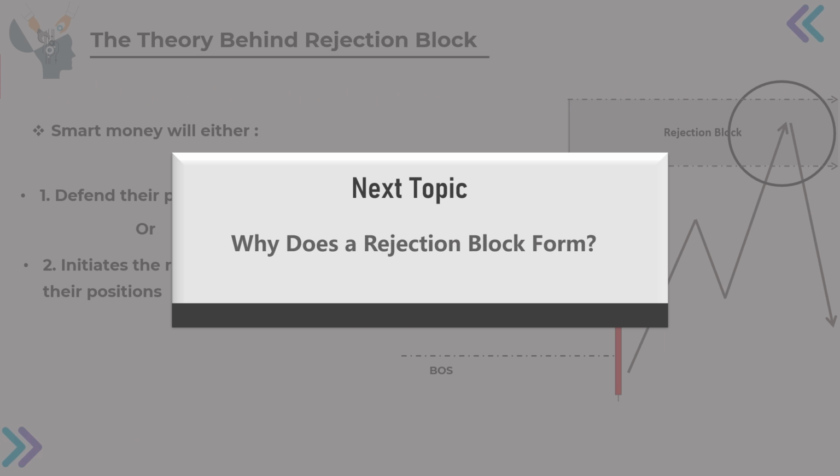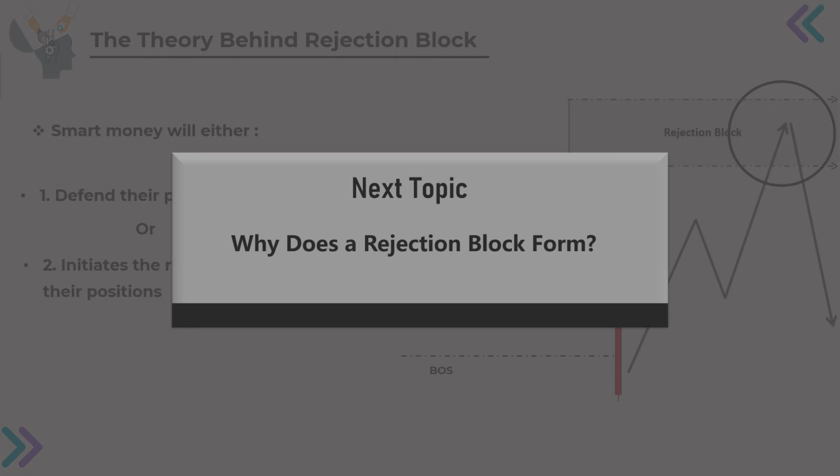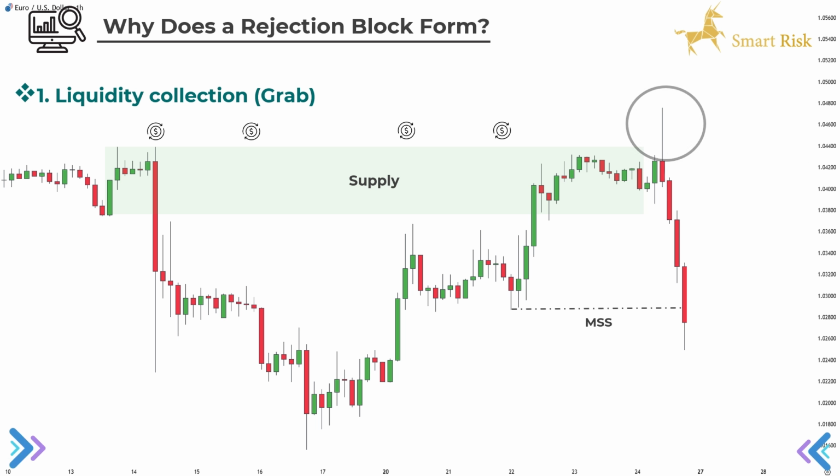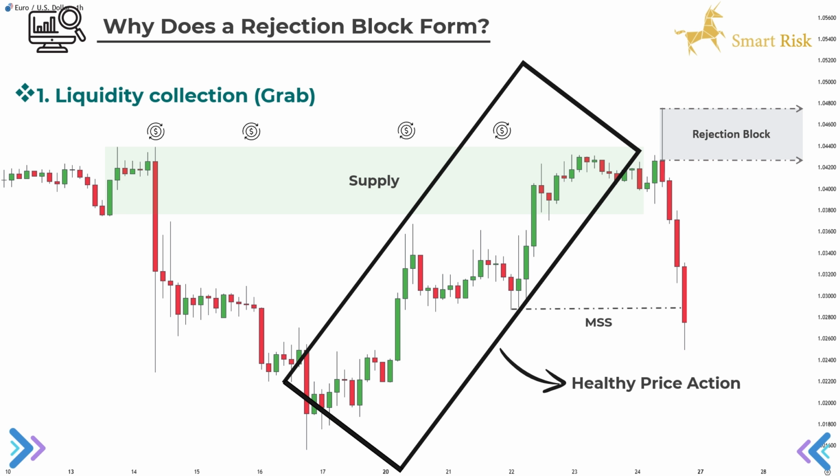So, why does a rejection block form? Liquidity collection or liquidity grab. The market needs liquidity to move. At key price levels, such as major highs and lows or key supply and demand zones, traders place stop-loss orders, pending orders, or breakout entries. Smart money hunts these orders to fill their positions. This often causes a fake breakout before price reverses.